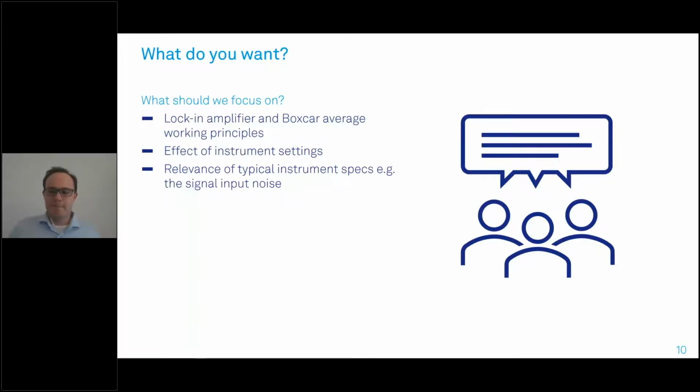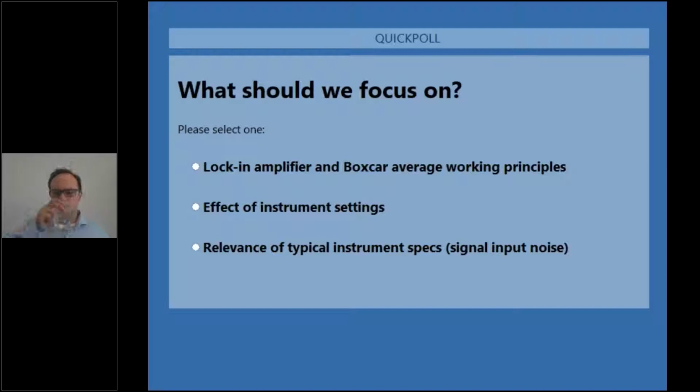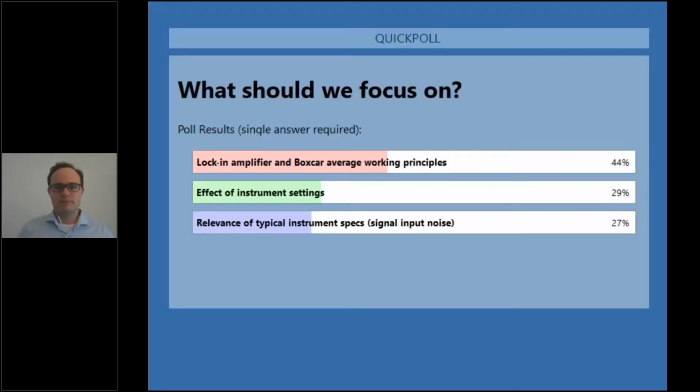Absolutely. So I'm going to launch the first poll. As Claudia said, the question is, what should we focus on? Possible answers are lock-in amplifier and Boxcar average working principles, effect of instrument settings, or relevance of typical instrument specs, e.g. signal input noise. I'll give you a couple of seconds to respond. All right, I'm going to close the poll and share these results. So what should we focus on? 44% of you said lock-in amplifier and Boxcar average working principles, 29% said effect of instrument settings, and 27% said relevance of typical instrument specs, signal input noise. Thank you very much. I'm going to close the poll.